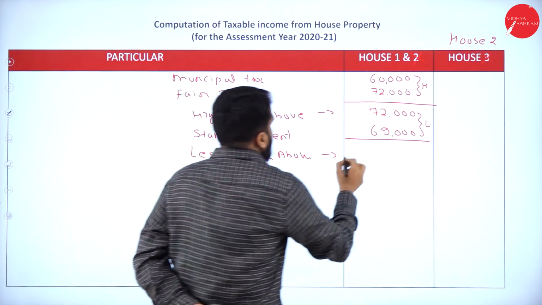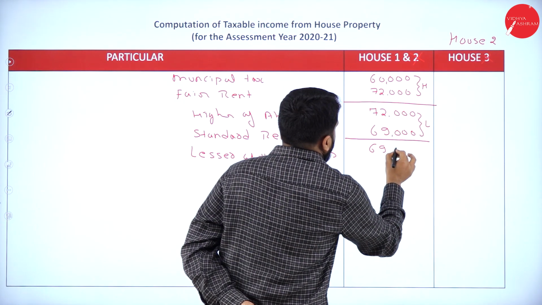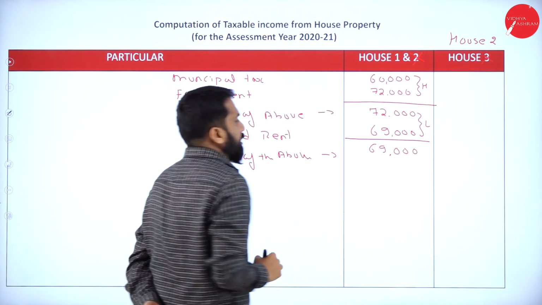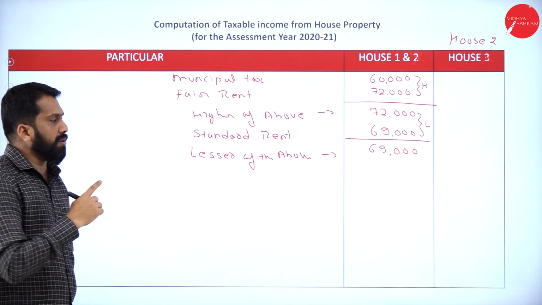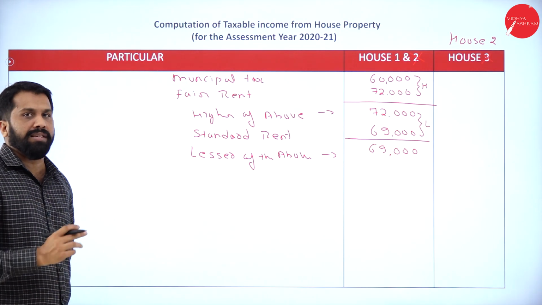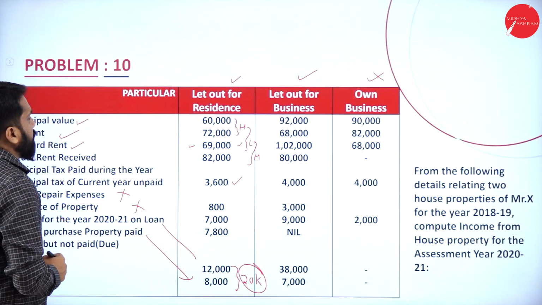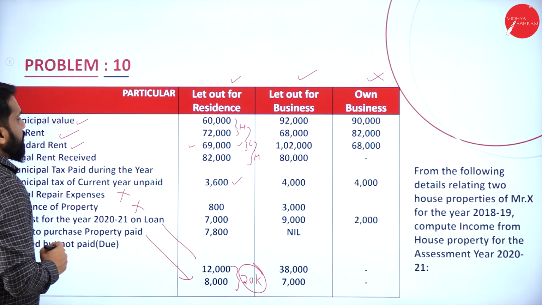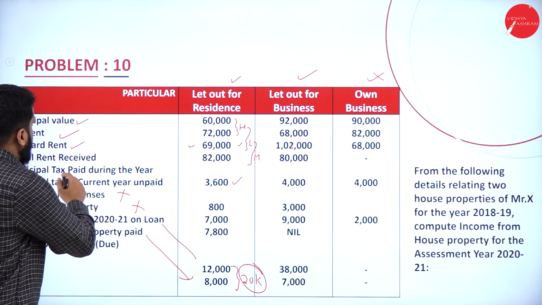So what is your answer? Your answer is 69,000. Any doubt out of this? No doubt. You got 69,000. Next. So once you got 69,000, we'll go for the next one.